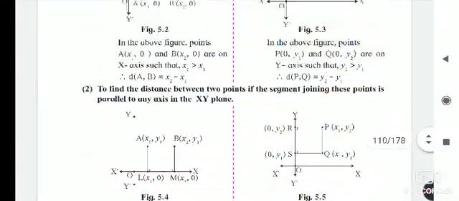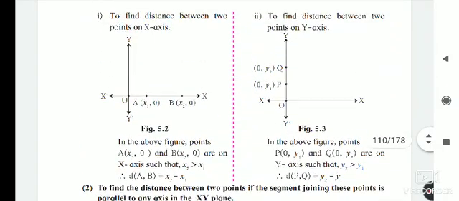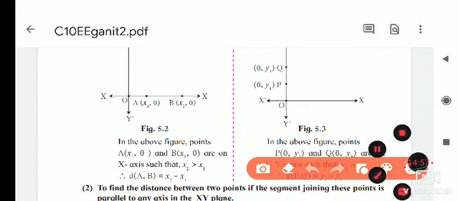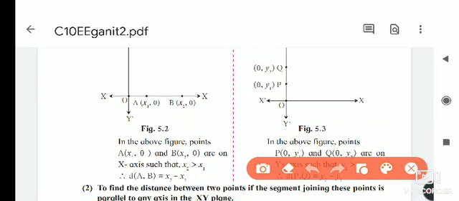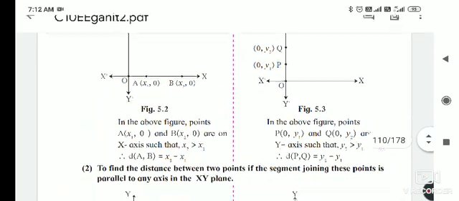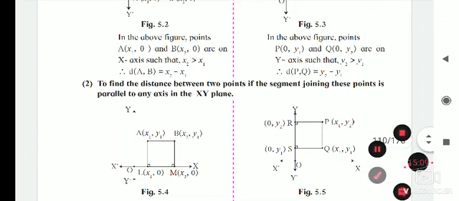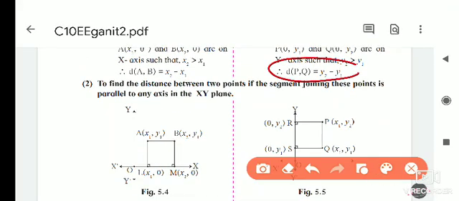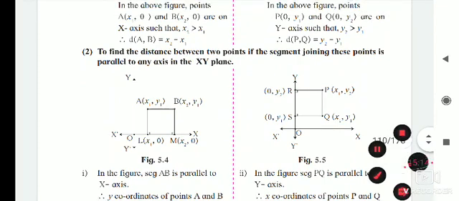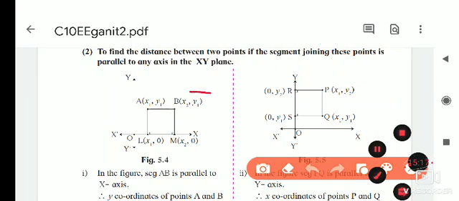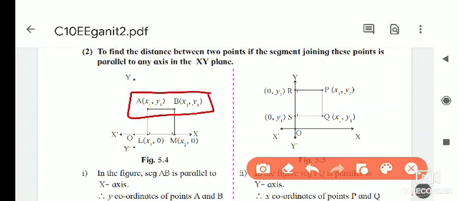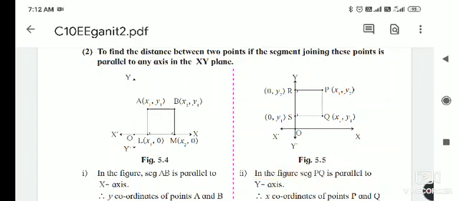Note down all this, because I told you 4 conditions now. The first condition: if the points are on the x-axis, the distance between them is x2 minus x1. If the points are on the y-axis, the distance between them is equal to y2 minus y1. Next, if the line is parallel to the x-axis, then the distance between them is also x2 minus x1, and if the line is parallel to the y-axis, the distance between them is equal to y2 minus y1.